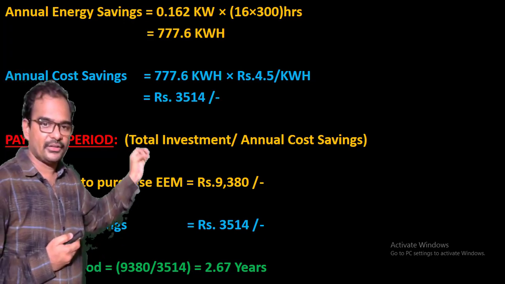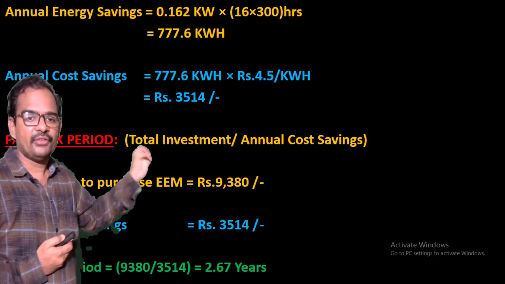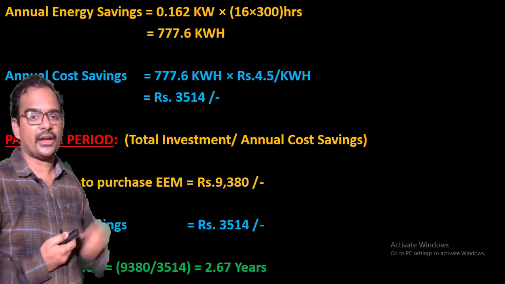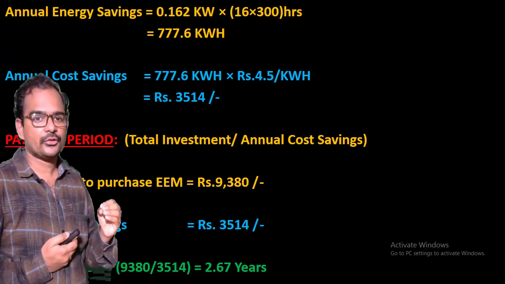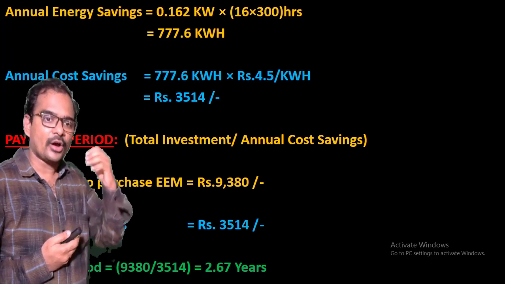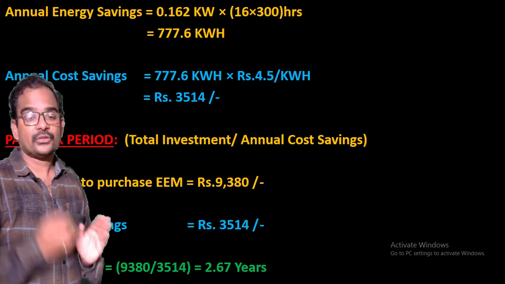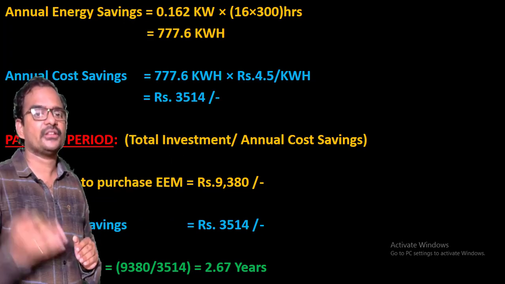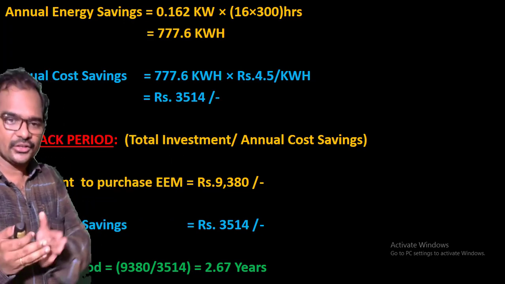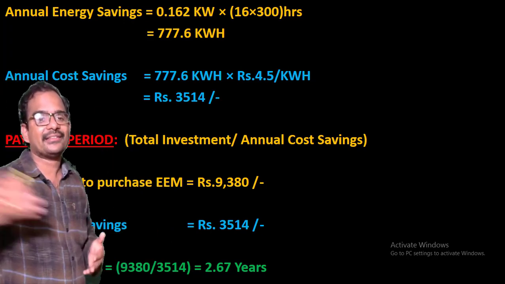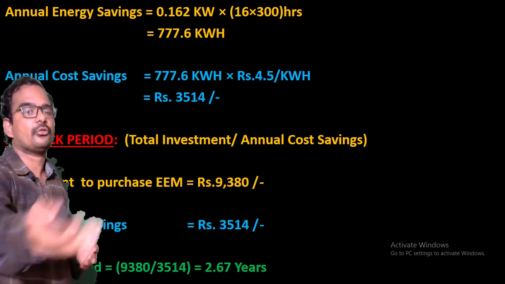You have invested 9,380 rupees now. Every year you are getting a saving of 3,514. For 3 years you will get 10,500. So in 3 years you are receiving whatever investment you have put towards the energy efficient motor. Let us assume that the life of the motor is 10 years. In 3 years you are getting back whatever you spent on the motor, and the remaining 7 years is a profit for you. That is what is called the payback period.